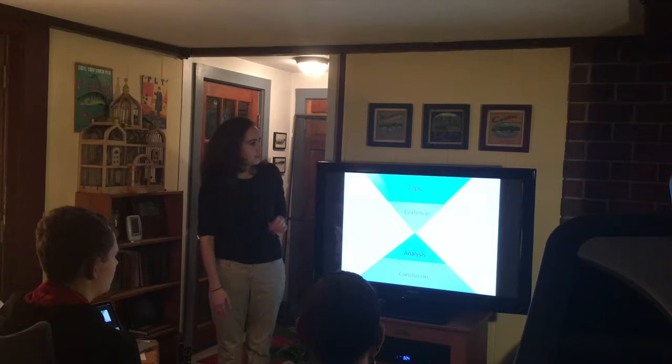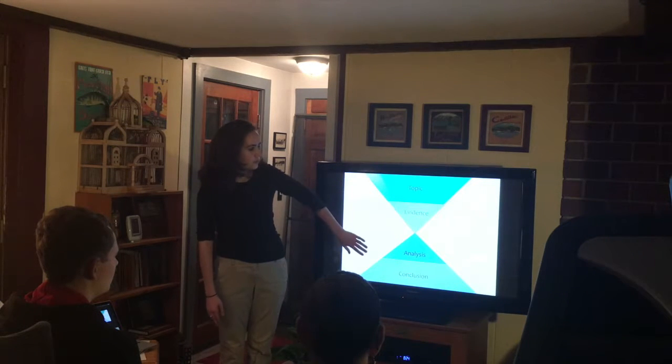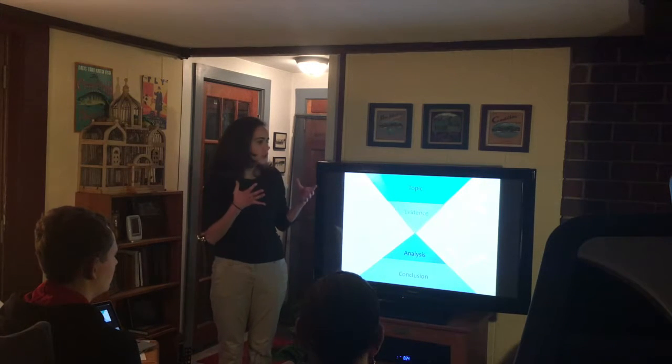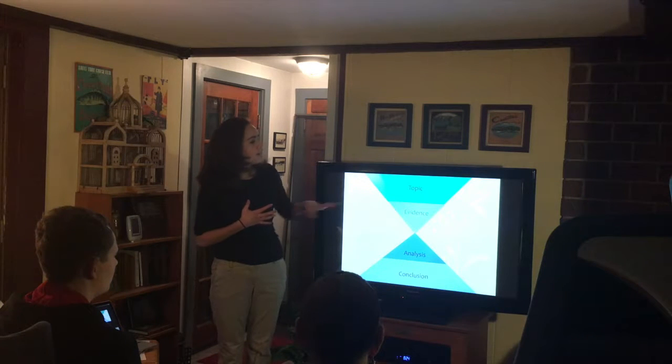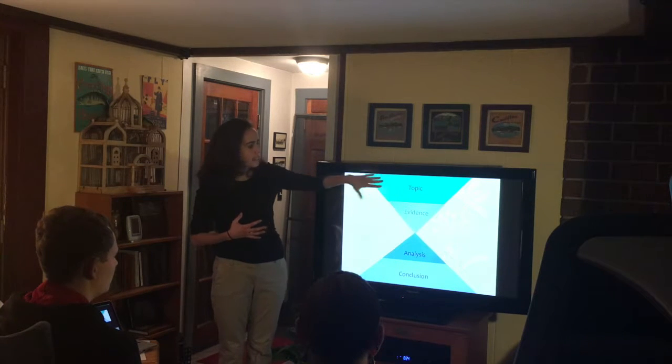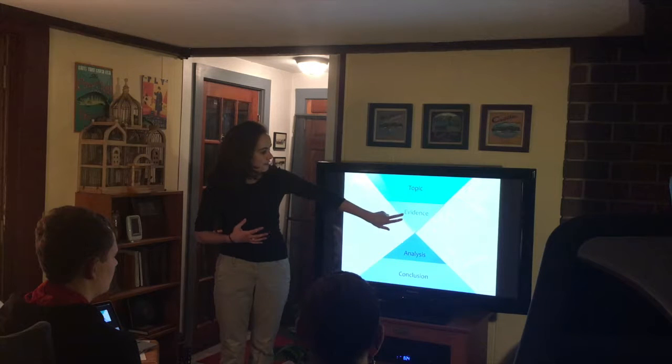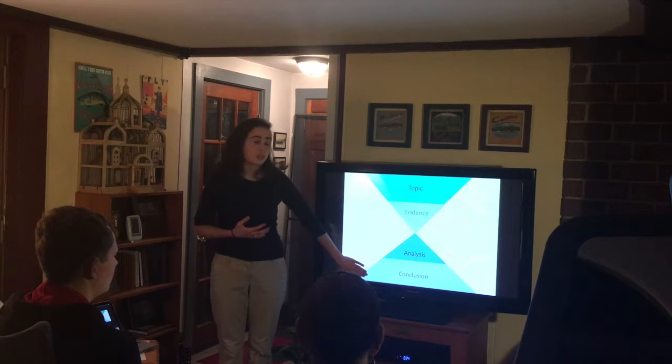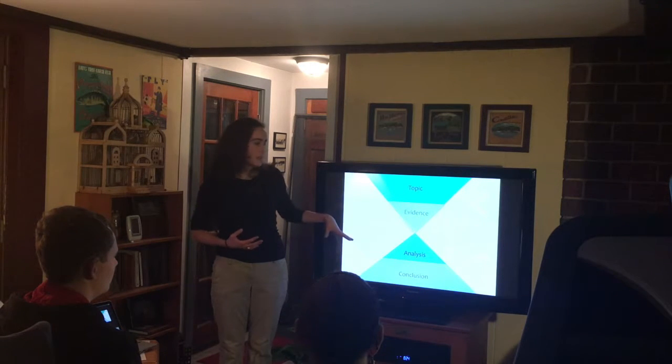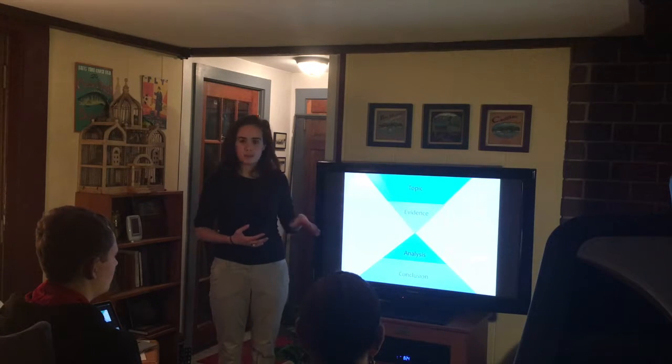So here we have a visual to start off with. We have a double pyramid to give us an idea of how the structure of a paragraph should work. And so we have our first overall big topic sentence on the top, our evidence, our analysis, and our conclusion. But we're going to be working step by step through these 4 elements in order to really look at how they effectively work within a paragraph.